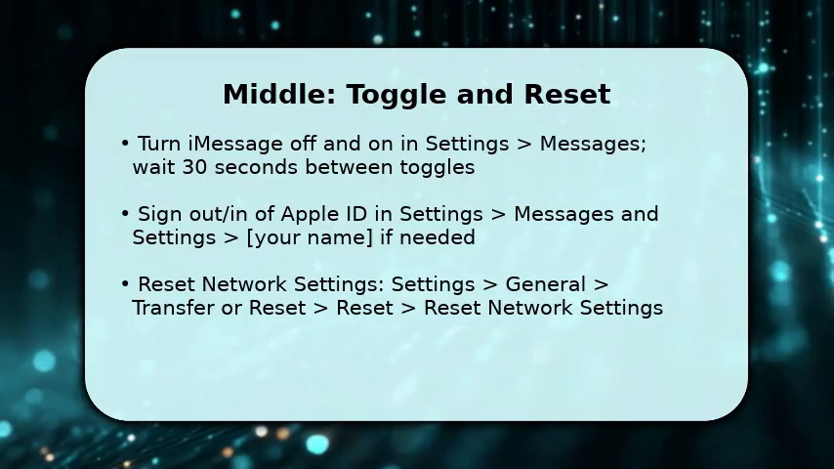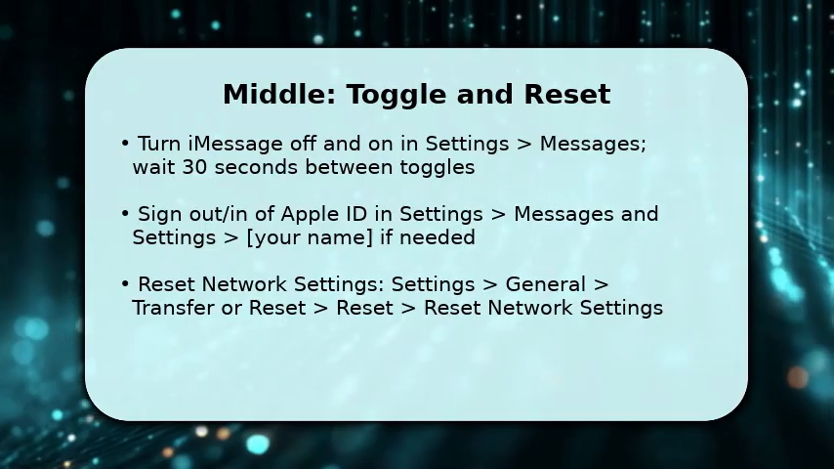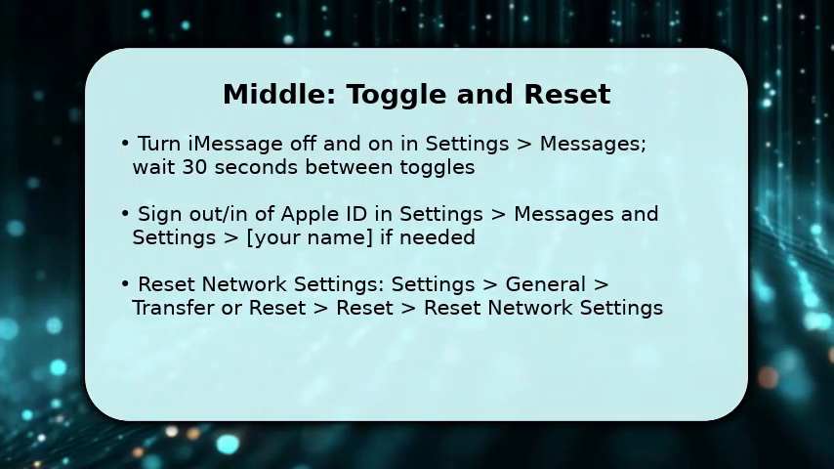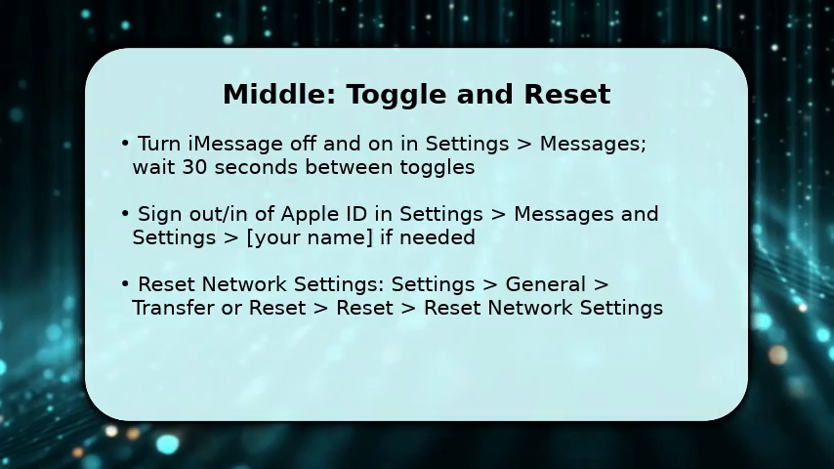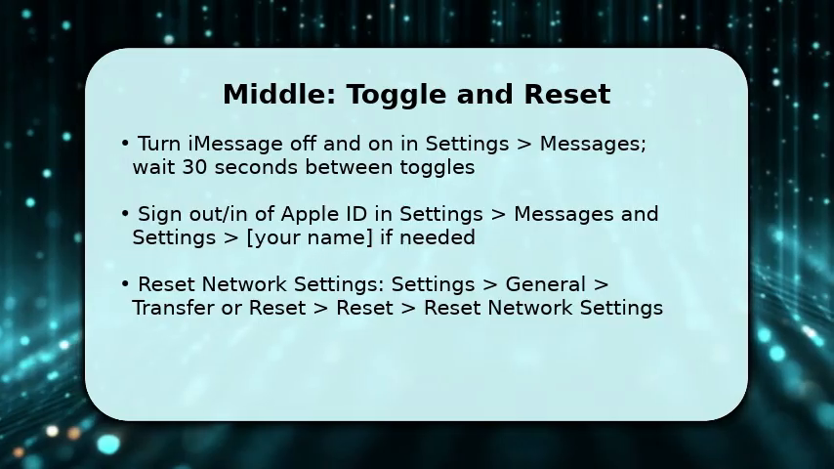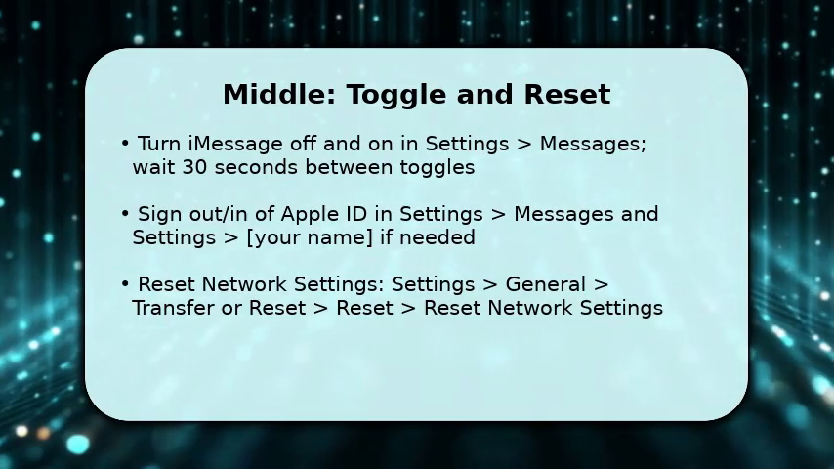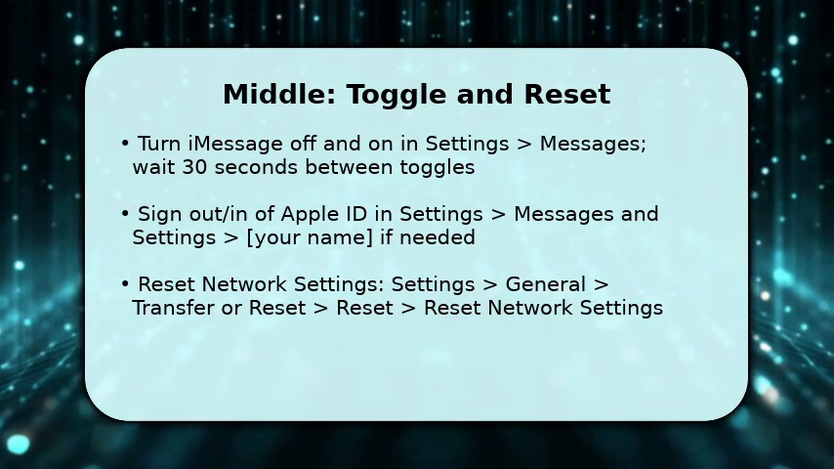If problems persist, sign out of your Apple ID from Messages and from the top-level Settings, then sign back in. That restores proper account routing. Next, reset network settings to clear corrupt Wi-Fi or cellular caches. This removes saved networks, so have passwords ready. After these steps, test sending and receiving to confirm improvement.